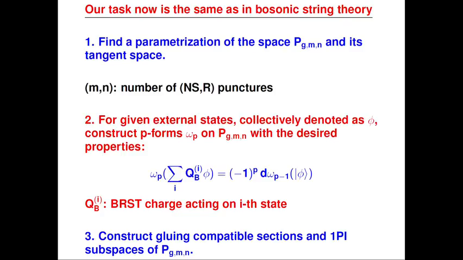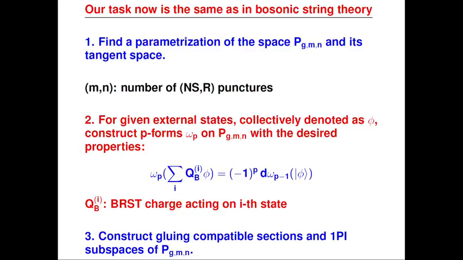Now, I have used two integers m and n as the level of P, simply to distinguish the NS punctures, where we insert NS sector vertex operators, and the Ramond punctures, where we insert Ramond sector vertex operators. So, we will typically consider an amplitude with m NS sector states and n Ramond sector states, and we will denote the corresponding fiber bundle by P_g^{m,n}. And we will see that the separate information about m and n is relevant for constructing this P_g^{m,n}.